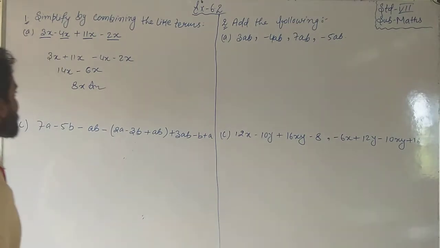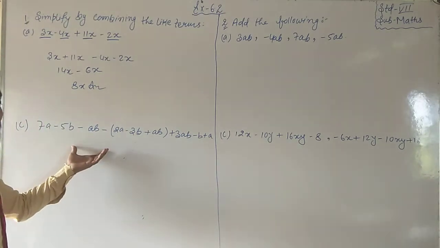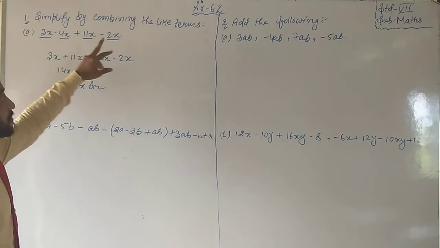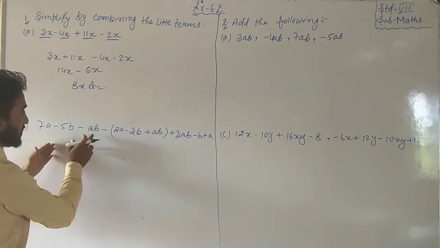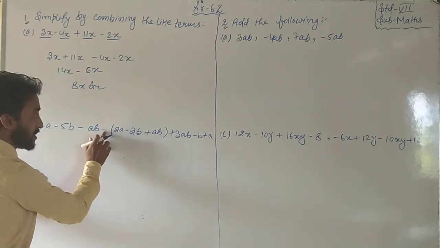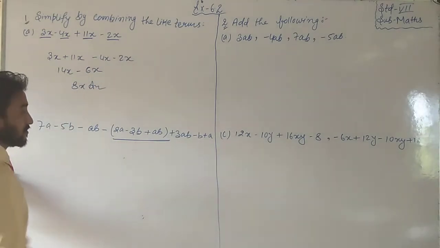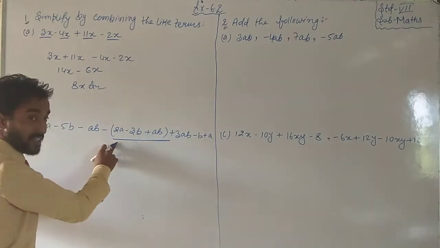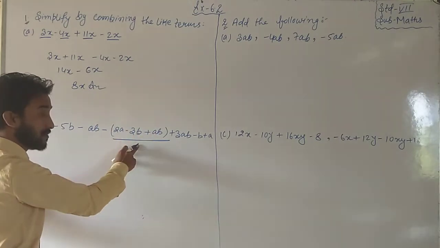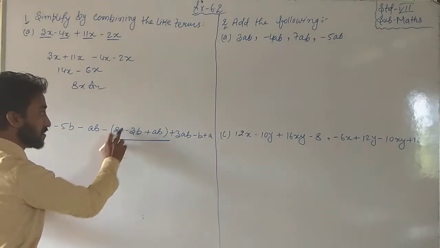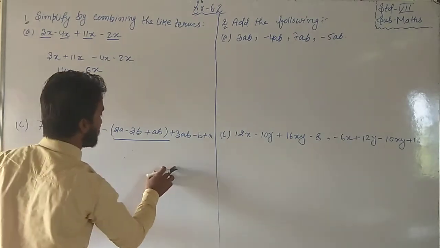So let's focus on the next question. In the same way, here also we have to do the same thing. Simplify by combining the like terms. We have to find the like terms 7a, 5b, ab. Minus is multiplying by this expression. Are you getting my point, students? Because this expression is enclosed by a bracket, and before the bracket there is a negative symbol. So when the bracket is opened, this negative symbol will be multiplied by all terms.